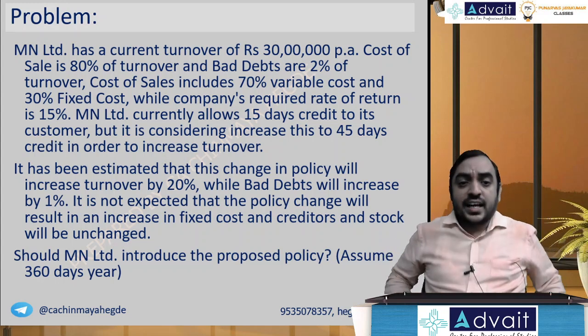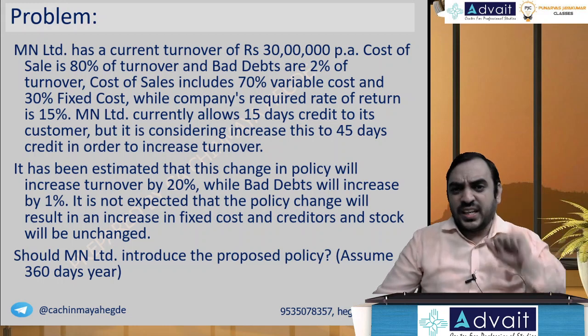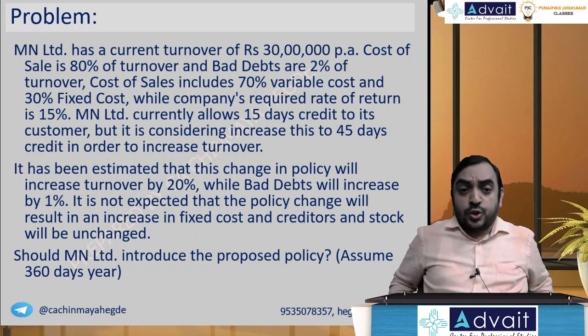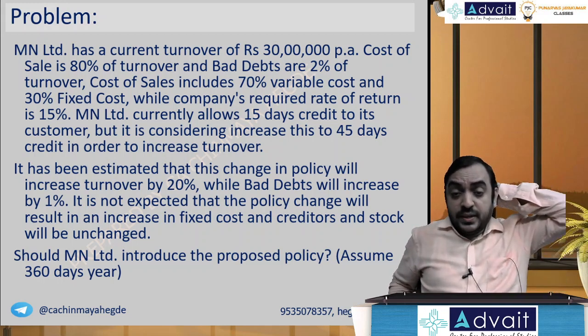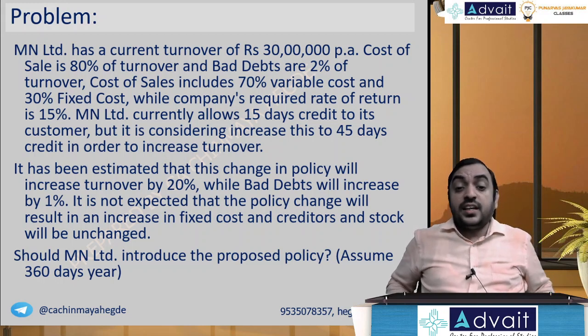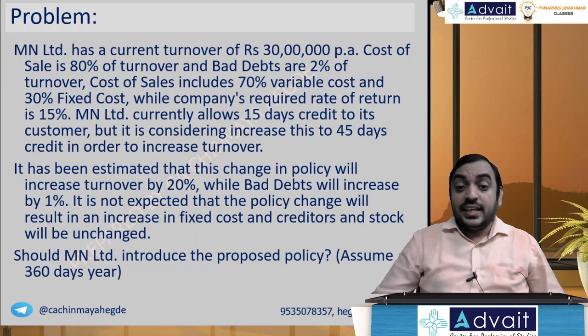MN Limited has a current turnover of 30 lakh per annum. Cost of sales is 80% of turnover, which means 20% PV ratio, you can say profit volume ratio. Bad debts are 2% of turnover. Cost of sales included 70% variable cost and 30% fixed cost. While the company's required rate of return is 15%, it currently allows 15 days credit to its customers, but is considering increasing it to 45 days in order to increase turnover.